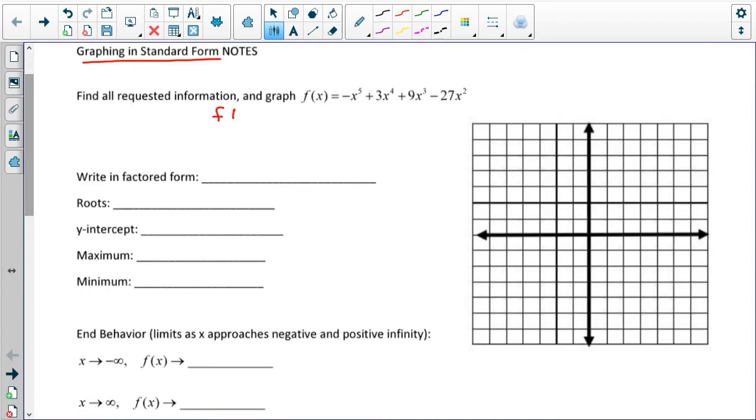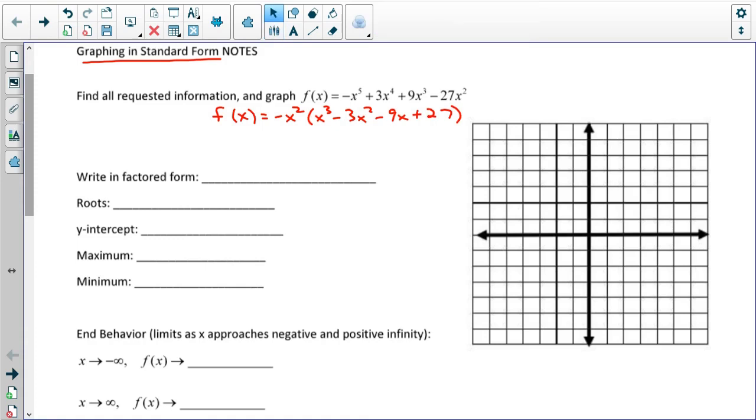The first thing I'm going to notice is that there is a greatest common factor. I'm going to factor out a negative x squared. So I end up with x cubed minus 3x squared minus 9x plus 27 after I factor that out. Then I notice that if I group these two terms, I factor out the greatest common factor of each of those terms.